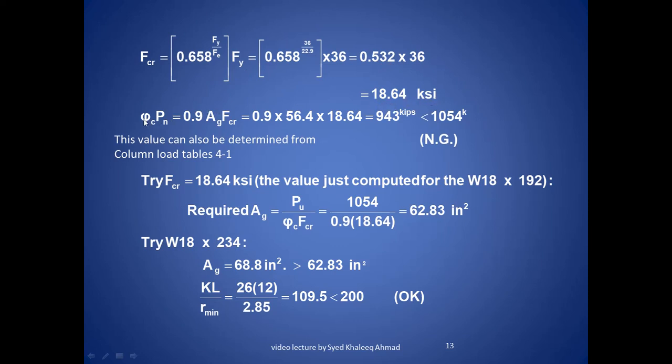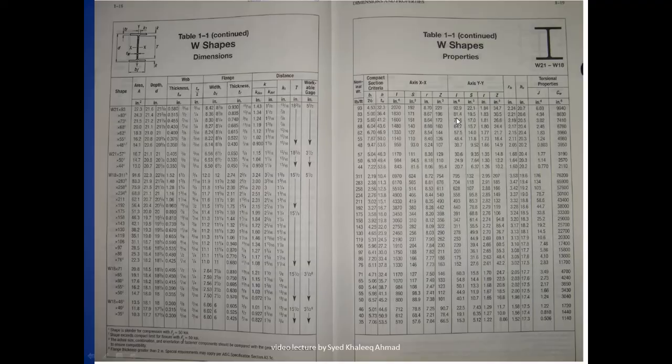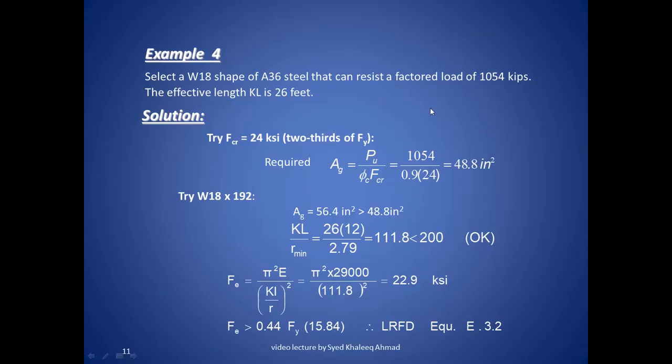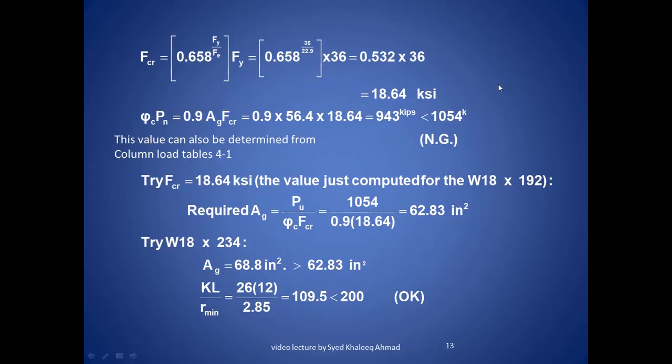So we find phi c Pn, because this is Fcr multiplied by the values of phi c and the gross area. We substitute here, and this value comes out to be 943, but this is less than 1054 because the required design load is 1054. That means it is not safe.